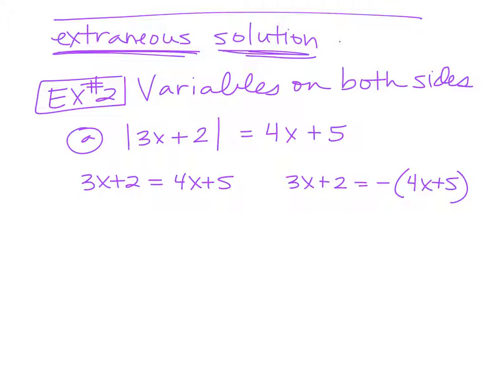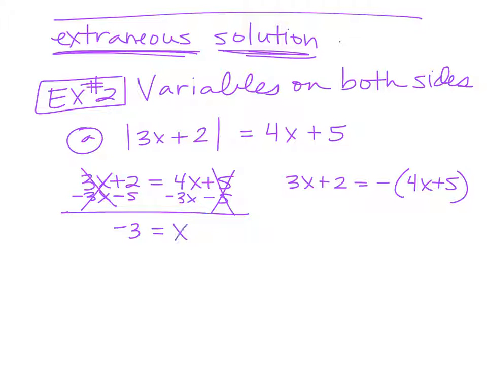What do you have to do with that negative? Distribute it, okay? So if we solve this first one, take away 3x and take away 5, we end up with, that goes away, 2 minus 5 is a negative 3.